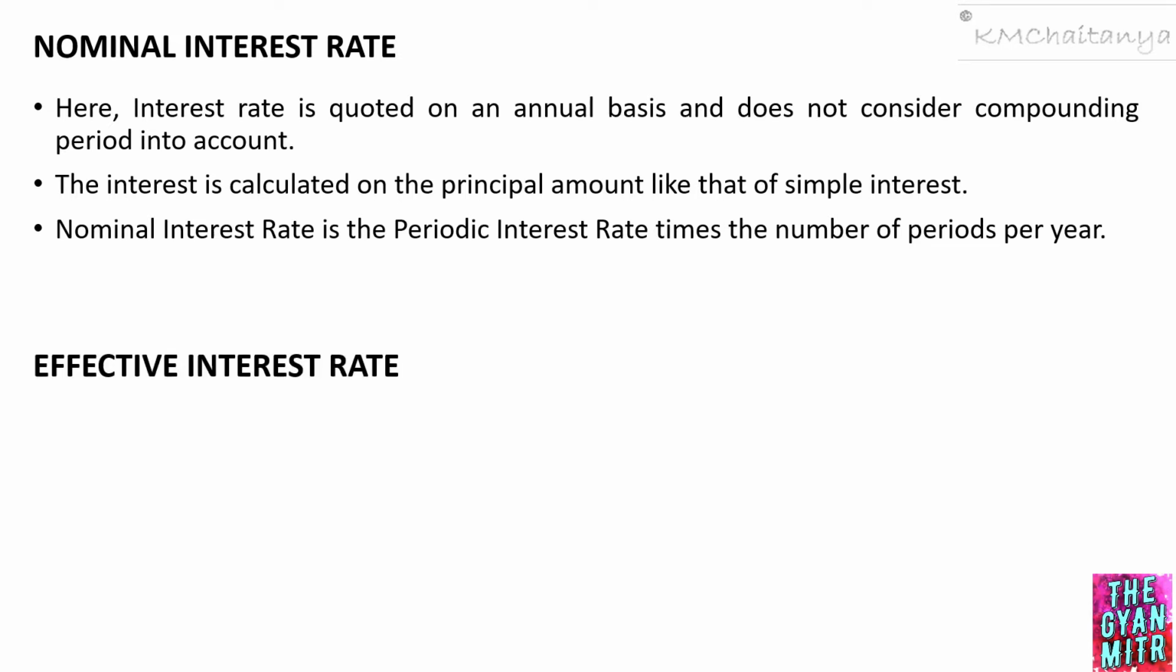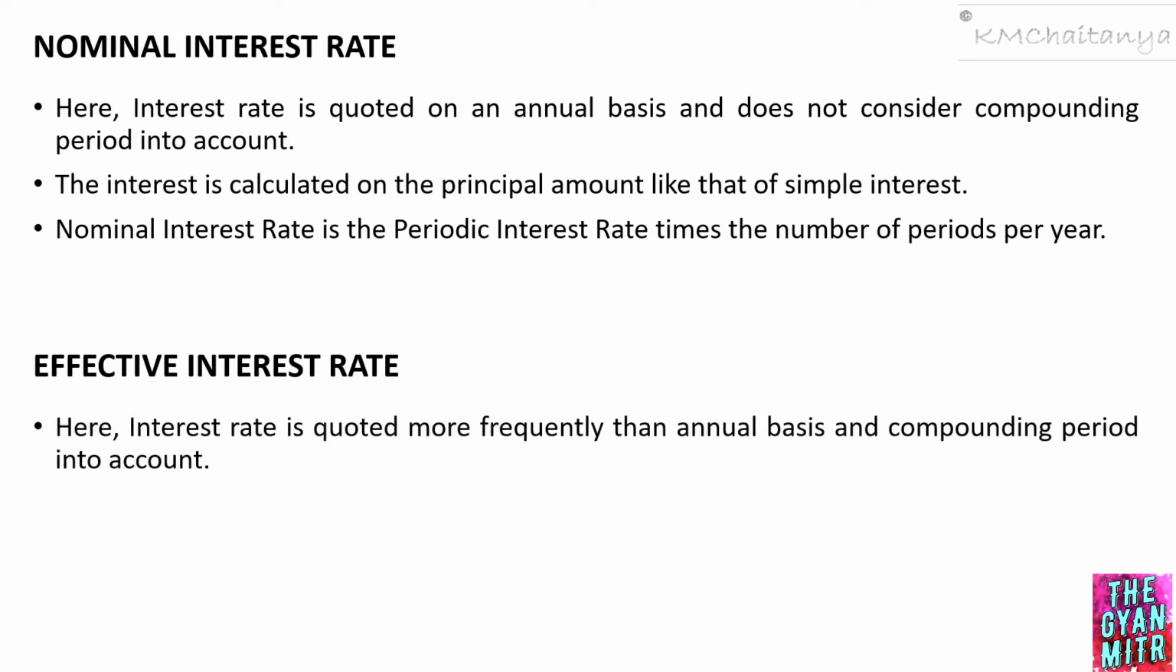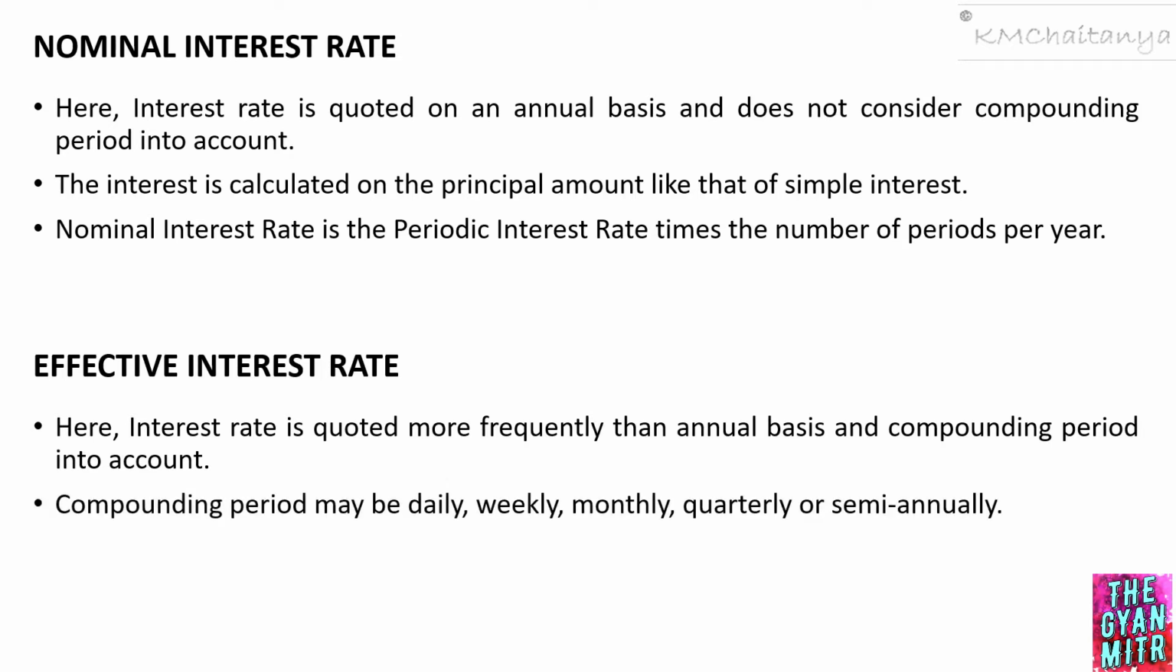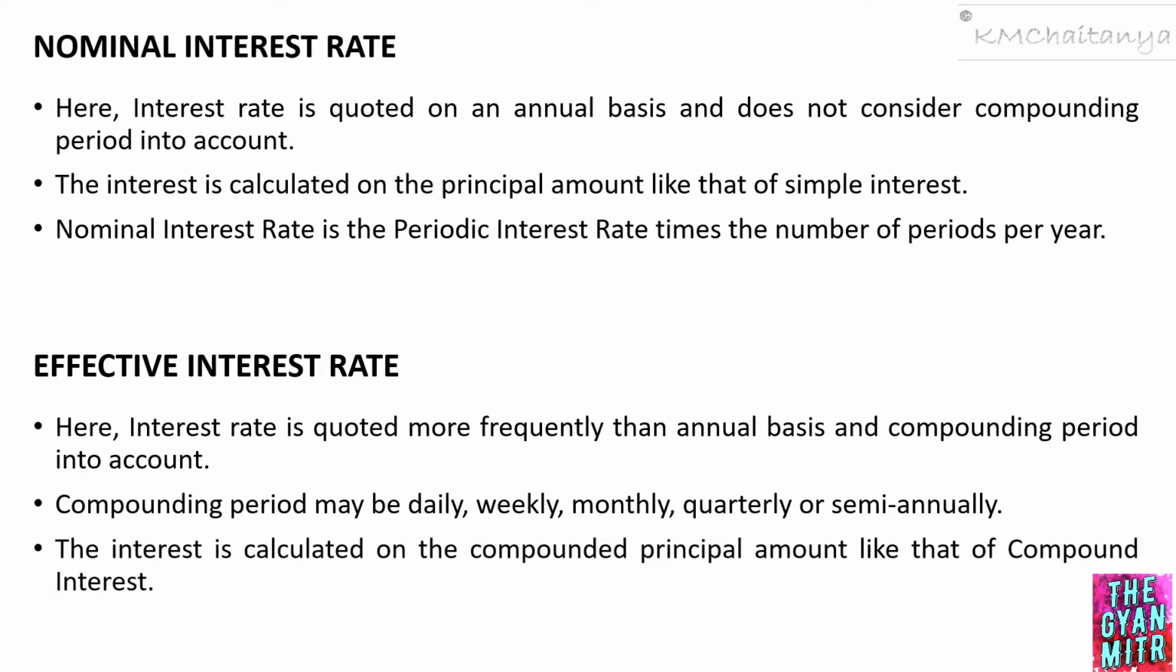Effective interest rate. Here, the interest rate is quoted more frequently than on an annual basis and takes the compounding period into account. The compounding period may be daily, weekly, monthly, quarterly, or semi-annually. The interest is calculated on the compounded principal amount, like that of compound interest.